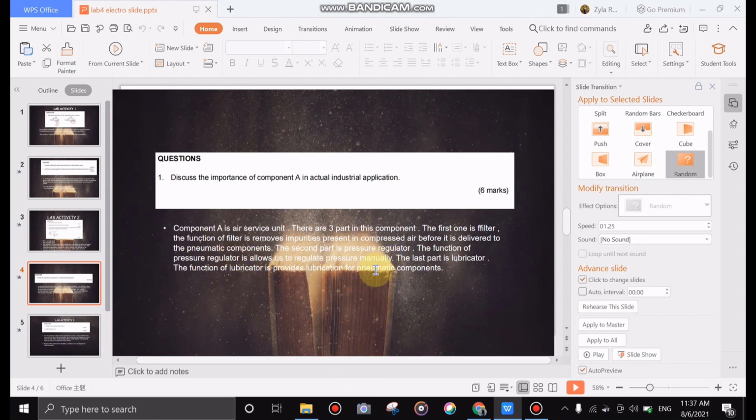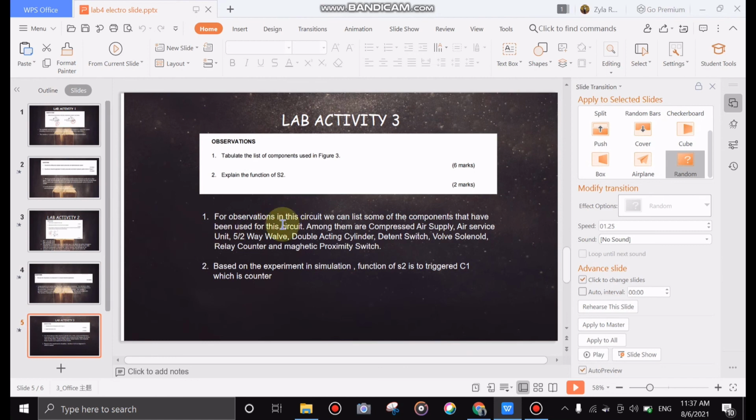Okay, the second part is the pressure regulator. The function of the pressure regulator is to allow us to regulate pressure manually. And the last part is the lubricator, whose function is to provide lubrication for pneumatic components. Okay, so observation for lab activity 3, tabulate the list of components used in figure 3.